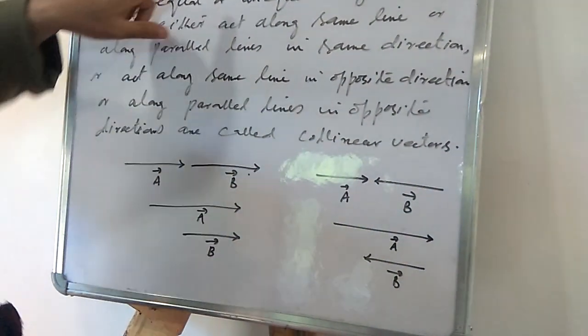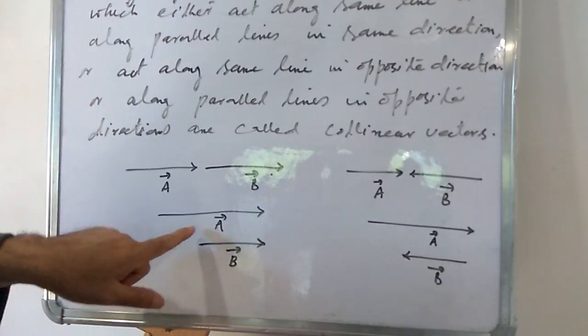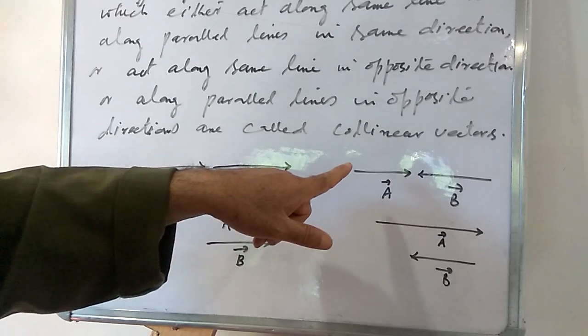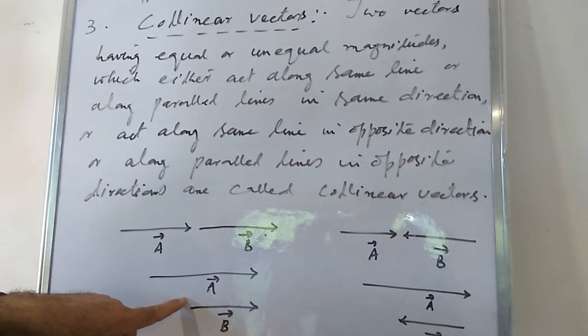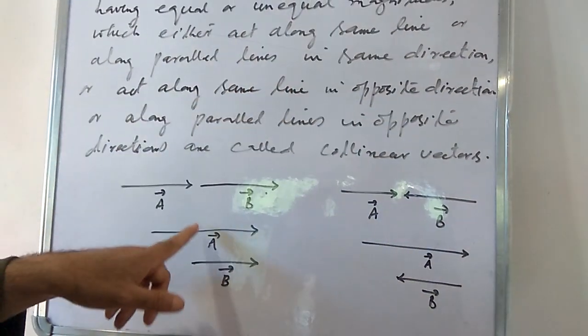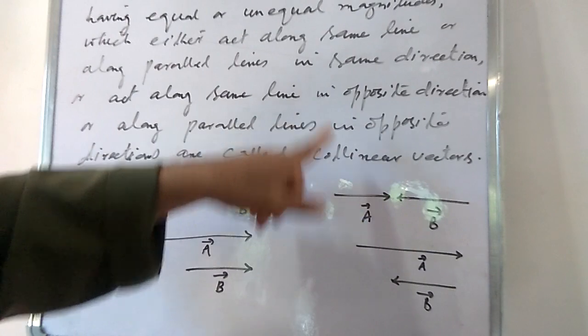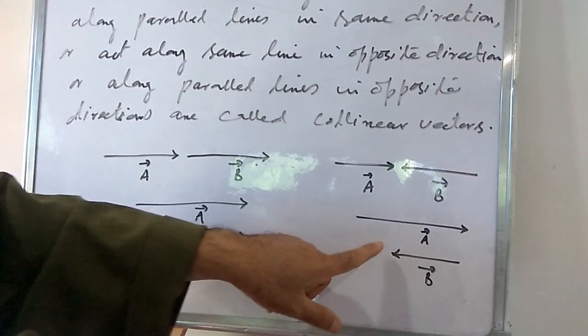Look at here, students. Collinear vectors, two vectors either having equal magnitudes or unequal magnitudes, acting along the same line or along the parallel lines in the same direction here, or acting along the same line in opposite directions. Look here, and or along the parallel lines in opposite directions. They are called collinear vectors.